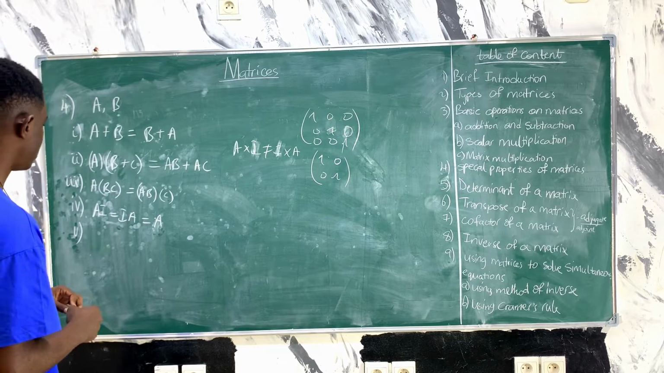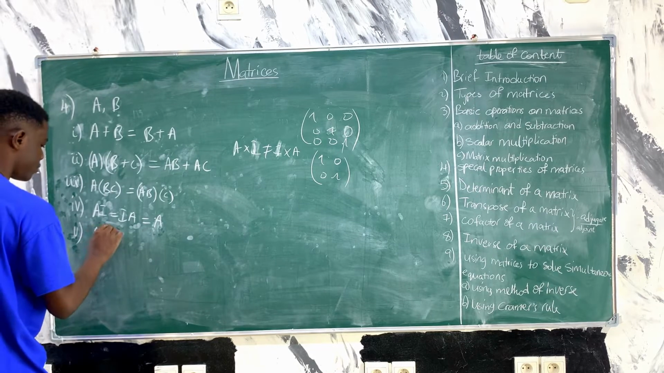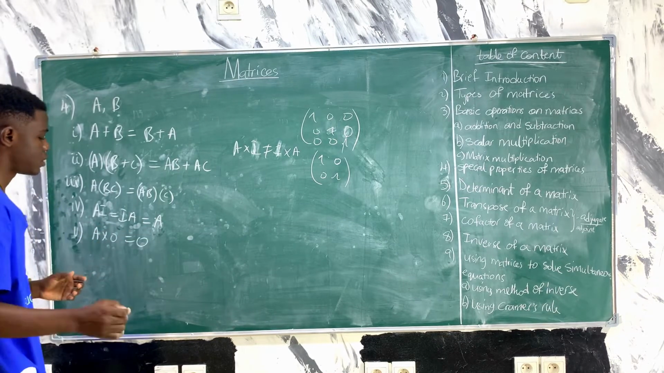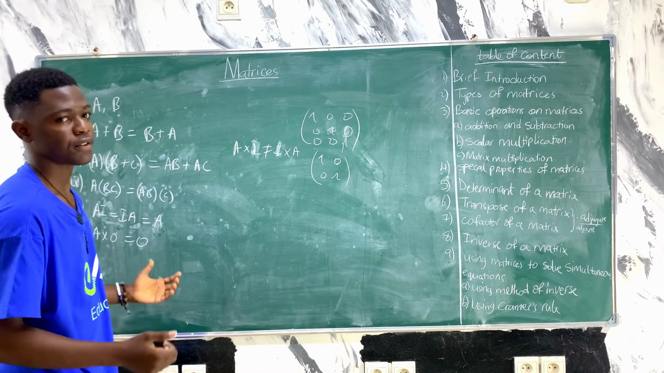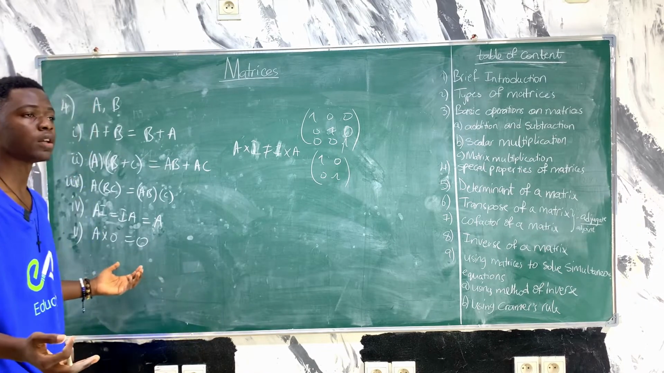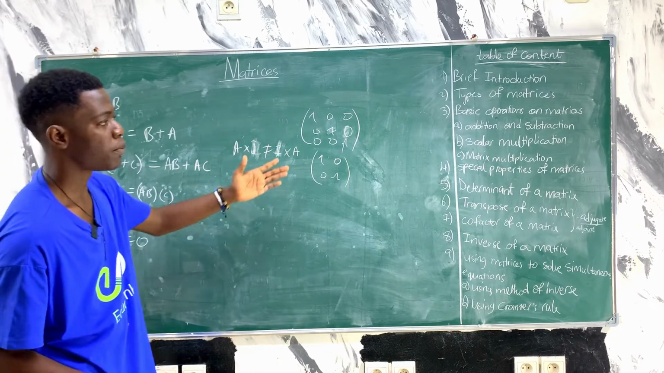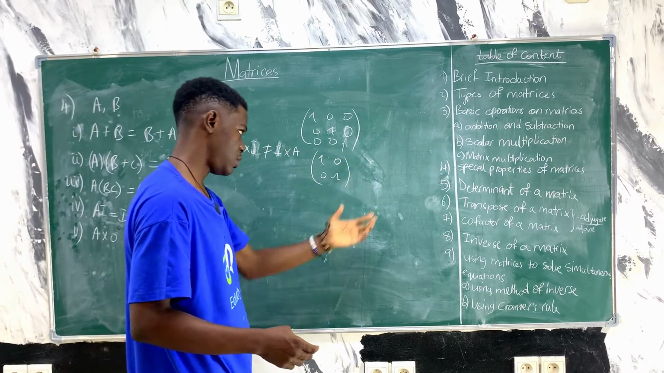So the fifth law we have, when we multiply A by 0, we have 0. That's the fifth law, just as simple as that. When you multiply anything by 0, you have 0. Same as if you multiply a matrix by 0, you have 0.